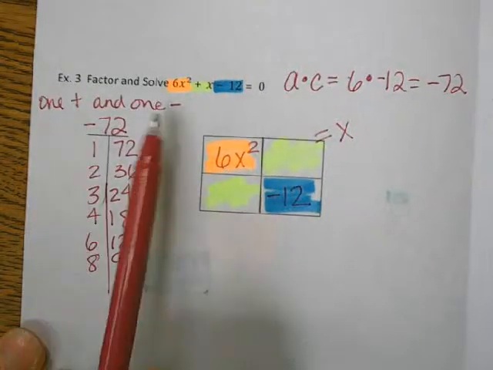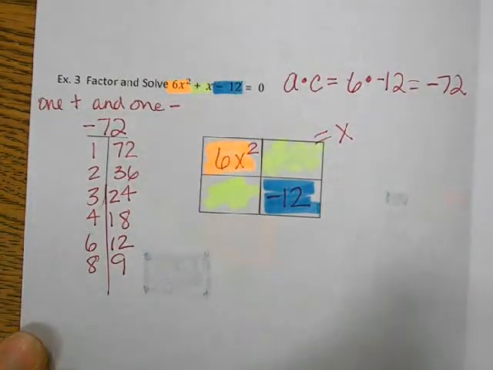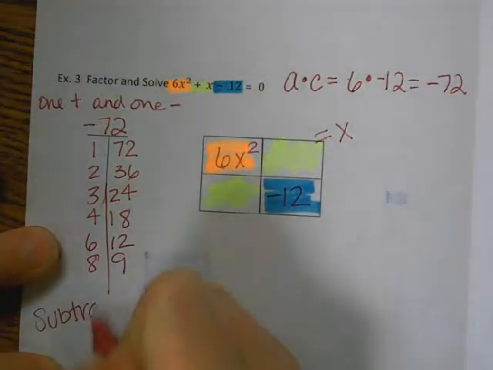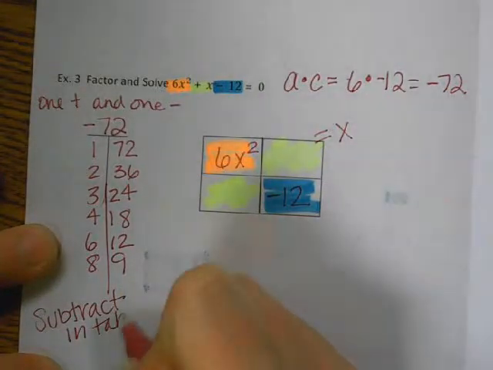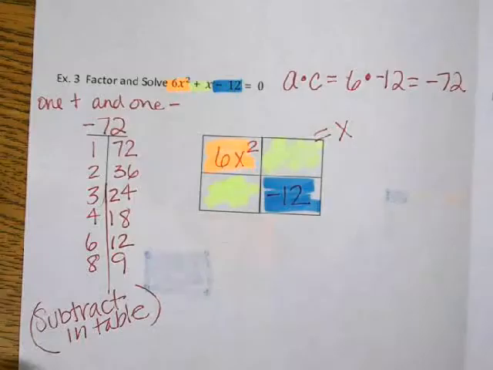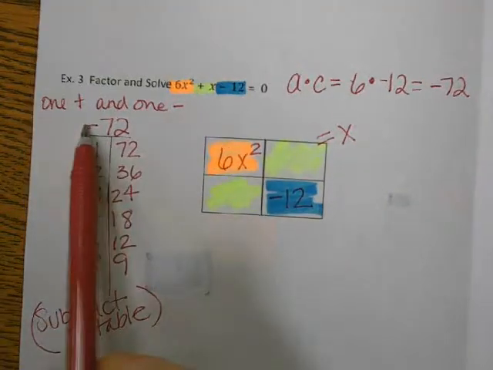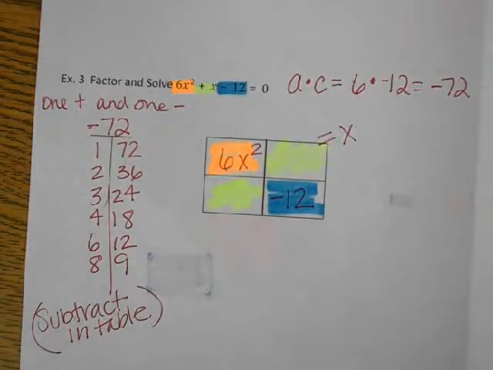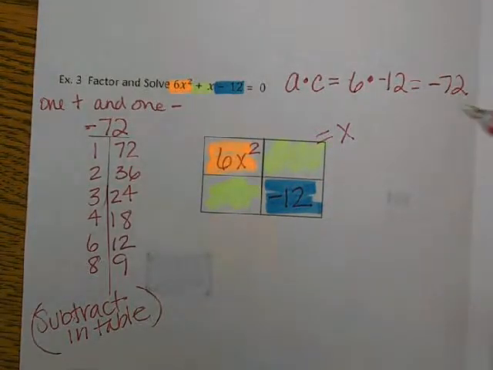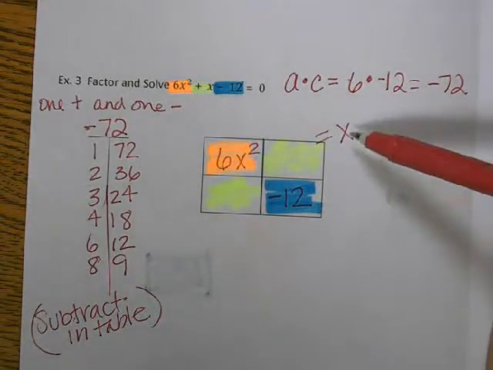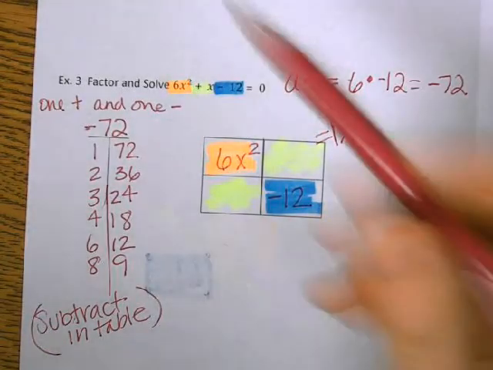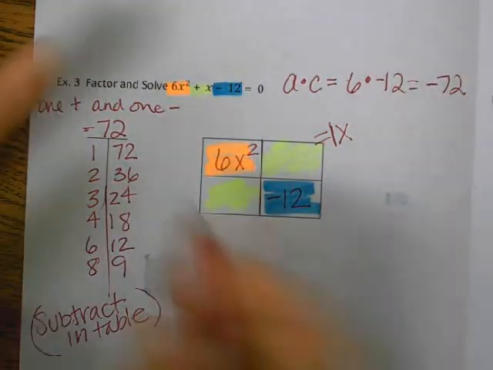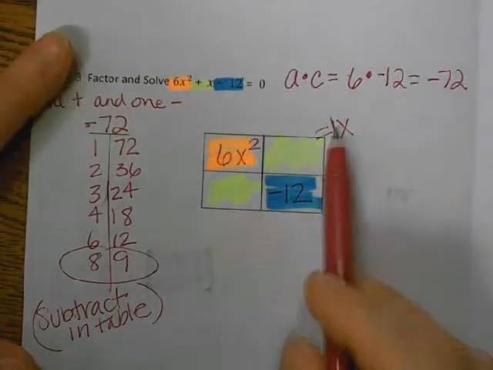So I want it to be one positive and one negative, so in other words, I'm going to subtract in my table. I know to subtract because it says negative right here. Okay, so when it says negative, that means you're subtracting. When it says positive, that means you're adding. Okay, so which one of these is going to subtract to, oh, that should be 1, right? 1x. So 72 minus 1, 36 minus 2. Oh, 8 and 9 subtract to be positive 1.